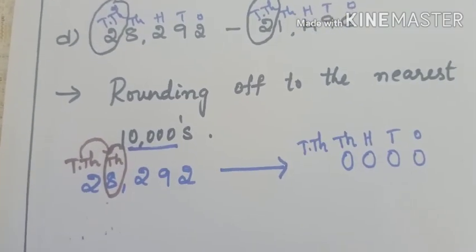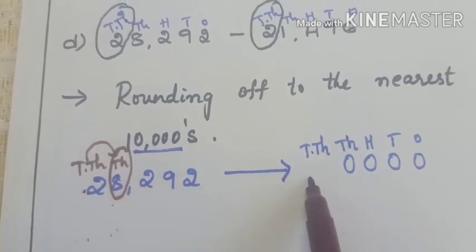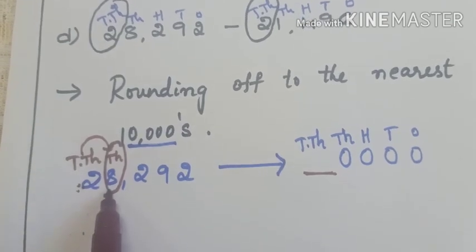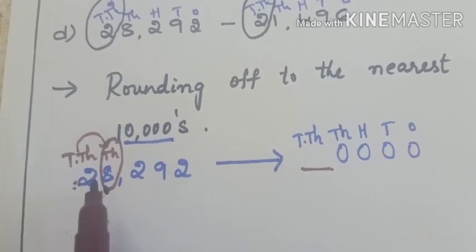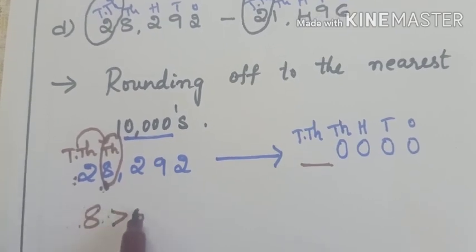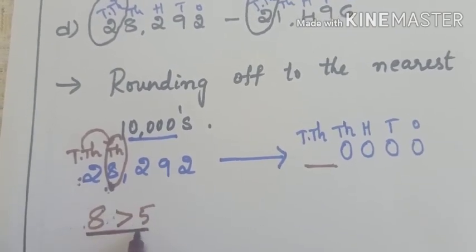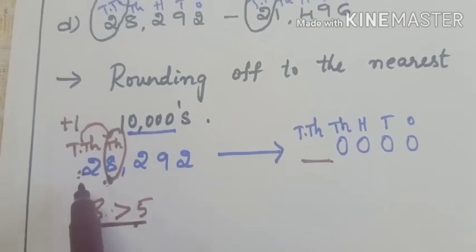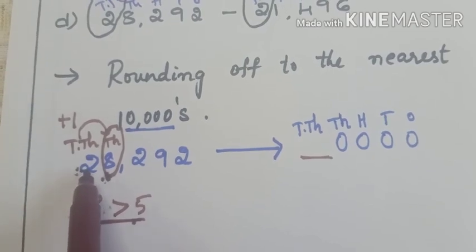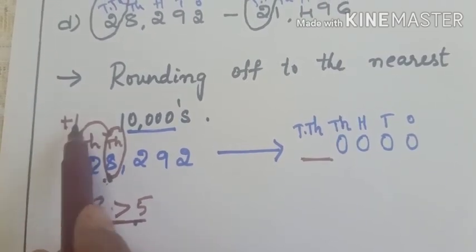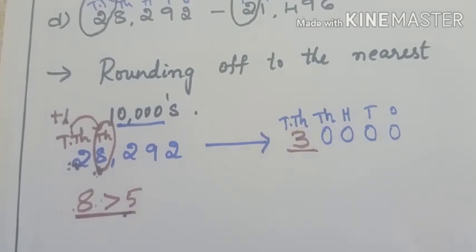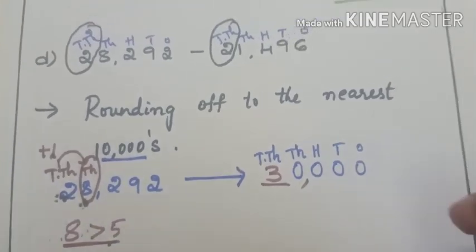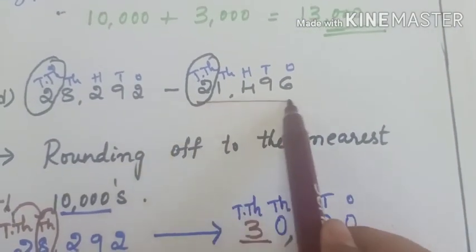Don't get confused. To write the 10,000s place in the answer, you have to check one number before it, that is the thousands place. What is the number here? 8. 8 is greater than 5. If it is greater than 5, then add plus 1 to the 10,000s place. So before it was 2. Now after adding 1, 2 plus 1 is 3. The answer is 30,000.